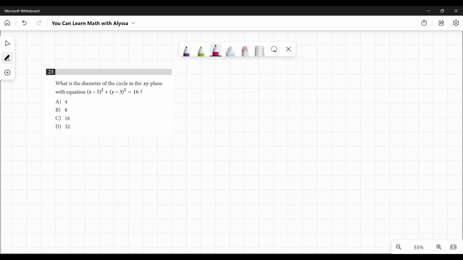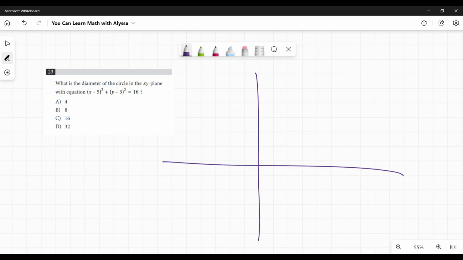Number 23, what is the diameter of the circle in the xy plane with equation x minus 5 squared plus y minus 3 squared equals 16? This is an if-you-know-you-know kind of problem, where if you know what the equation of a circle is, it's going to take you 2 seconds. If you don't, you might be struggling with this one.